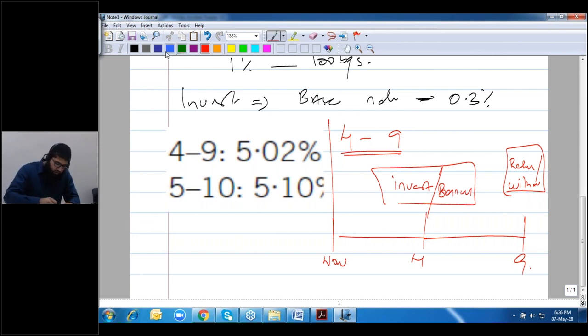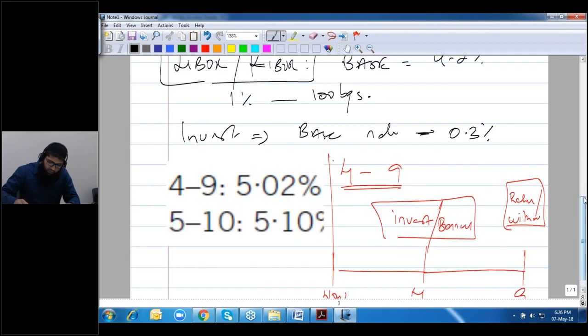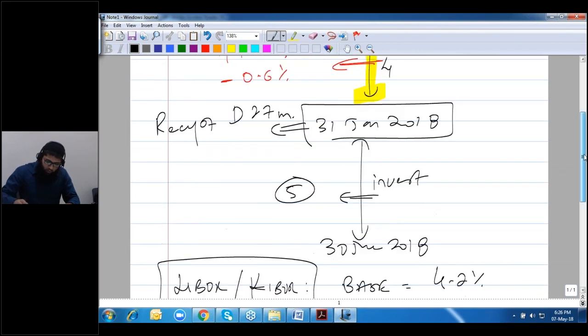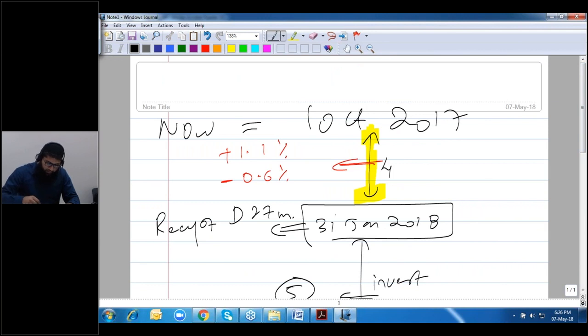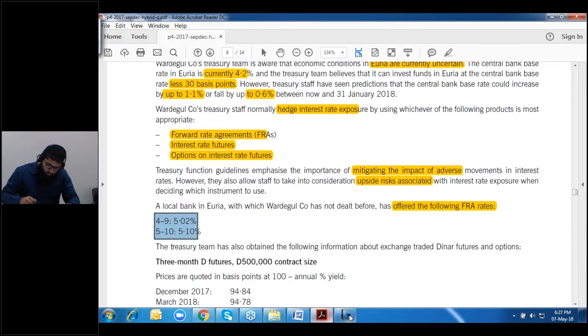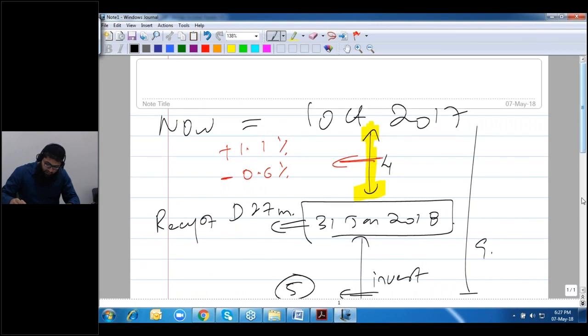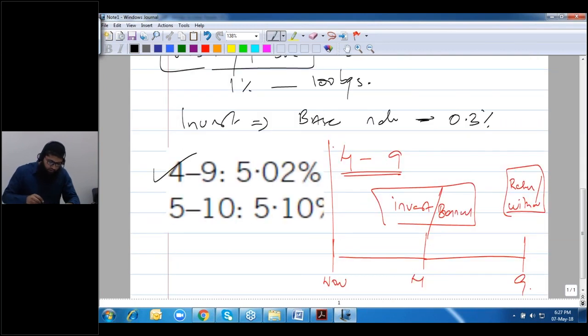So what is going to happen, if we see this example, is that the company wants to invest in 4 months and take out the money 5 months after the investment. So it's 4 months from now, and it's 9 months from now. So the relevant FRA in the above scenario is going to be 4-9. When we say 5-10, it means 5 months from now and 10 months from now.